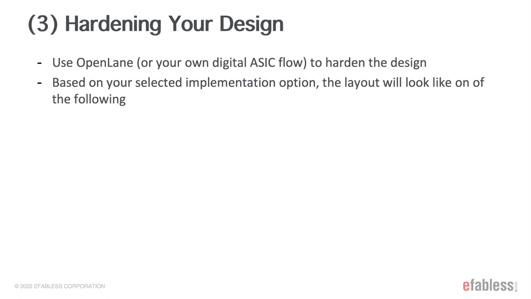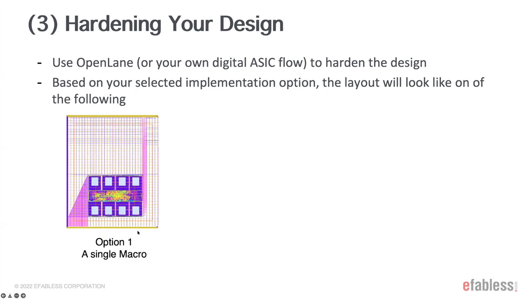Okay, so the third step: after integrating your design and verifying that it is okay and ready to go, we can start the hardening process. For the hardening process, we typically use the OpenLane flow, which relies on open source EDA. If you have access to commercial EDA tools, you can do the same. So you harden your design, and based on the option that you selected for your design integration into the user project, you can end up with one of three options.